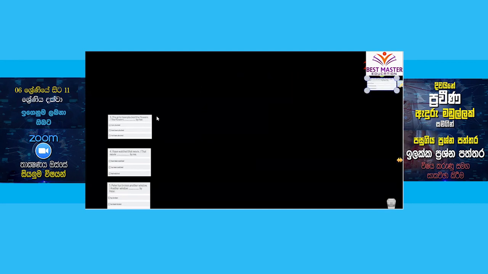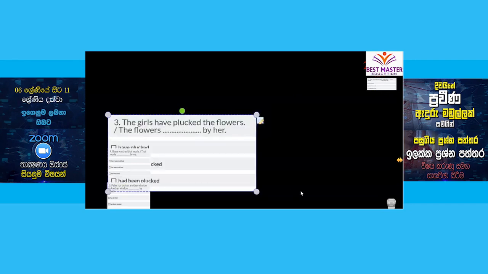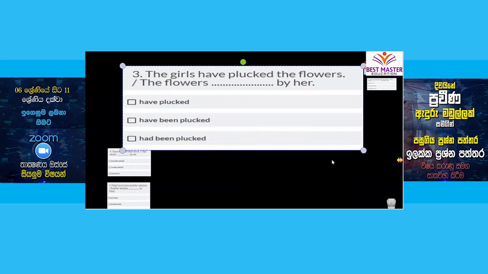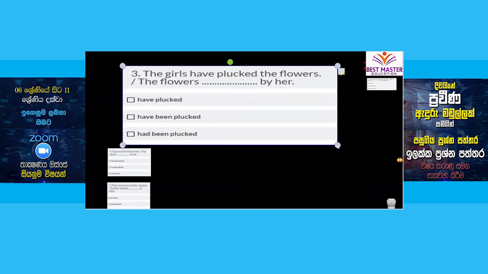Yes. And the next, number 3. Look. The girls have plucked the flowers. You know what the object is, the flowers. It is plural. We can't use has, and had been plucked is not the answer. Flowers have been plucked. The second one is the answer. Yes, number 2.